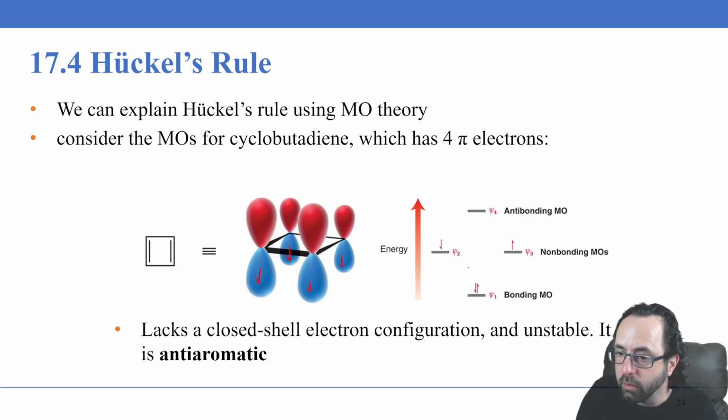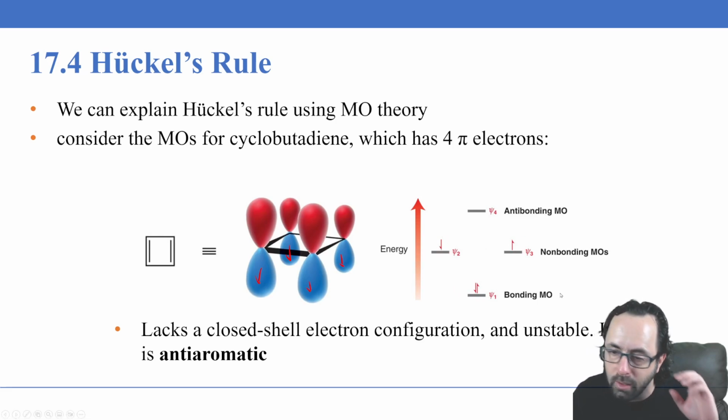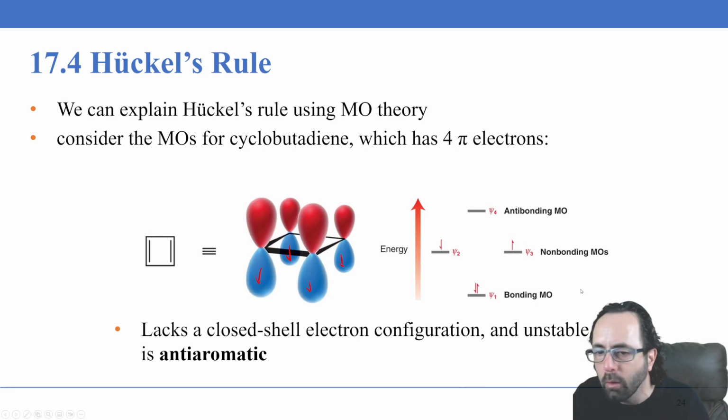1 will be lower in energy. It will be a bonding orbital. 2 will be non-bonding orbitals, neither bonding nor anti-bonding. And the highest energy orbital out of the 4 will be the anti-bonding orbital. So in this case, 2 of the electrons would go in the lowest energy bonding molecular orbital, and then 2 would go in the non-bonding molecular orbitals. So overall, we don't have any additional bonding due to these pi electrons, and so we don't have that extra aromatic stability.